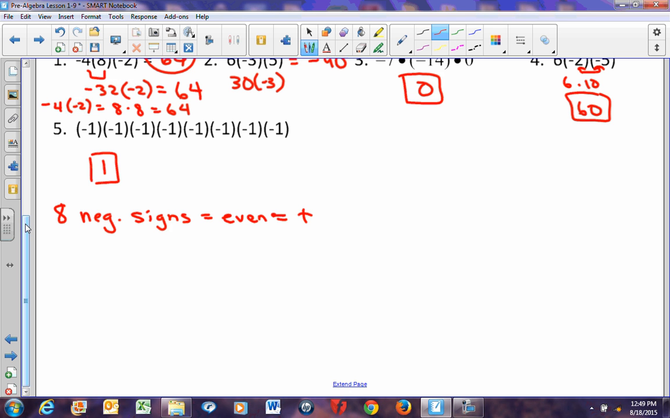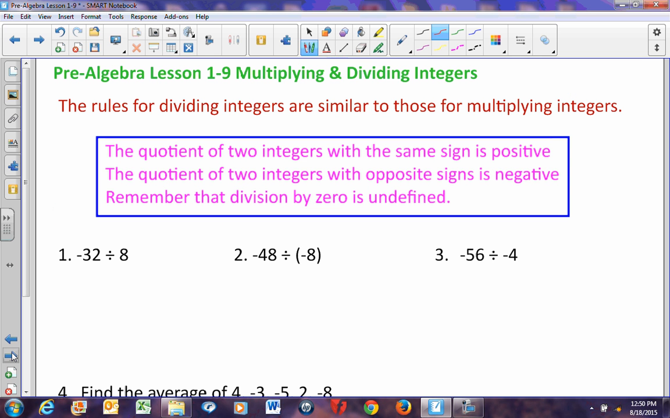As simple as that. The rules for division are very similar to the rules for multiplying. The only thing is you're not normally dividing 3 numbers, so you really only have to worry about 2 numbers. The quotient of 2 integers with the same sign is positive. The quotient of 2 integers with opposite signs is negative. And remember, division by 0 is undefined. I can't divide something by 0.